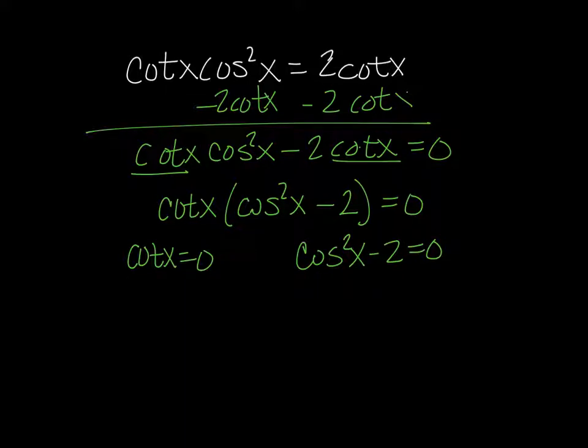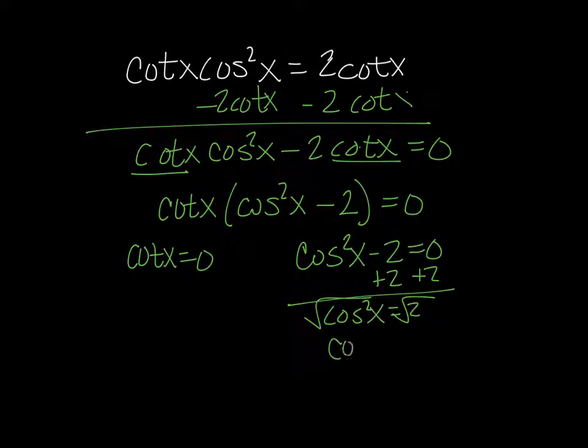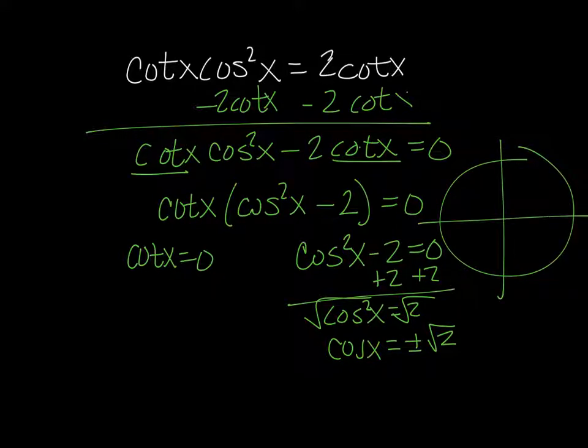Okay, now cotangent of x equals 0, I can work on that on the unit circle. I'll get back to that. Cosine squared, I need to move that over. So now I've got cosine squared equals 2, square root both sides. So now cosine of x equals plus or minus the square root of 2. Now, I want you to look in the unit circle and see when I get these things. Cotangent equals 0. Okay, that's 0 over 1. That means tangent of x equals 1 over 0, which is undefined.